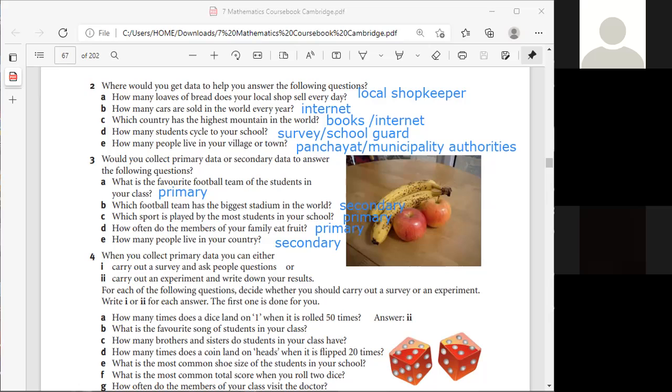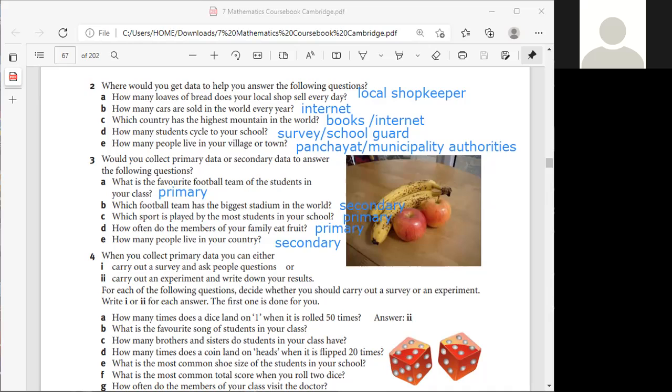Okay, question number 4. I want the answer from you. Read the question first, Syed. When you collect primary data, you can either carry out a survey and ask people questions or carry out an experiment and write down your results. For each of the following questions, decide whether you should carry out a survey or an experiment. Write 1 for survey, 2 for experiment. The first one is done for you.